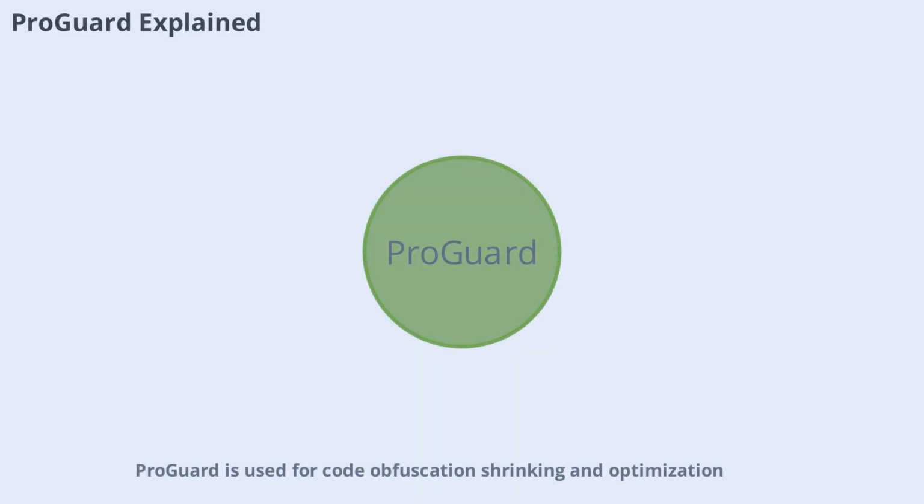ProGuard is used for code obfuscation, shrinking, and optimization. It helps protect your app from reverse engineering and reduces APK size. Using rules allows you to exclude important classes from obfuscation.